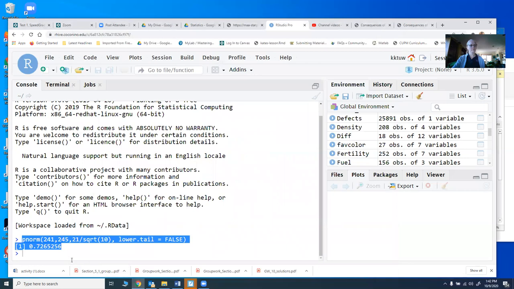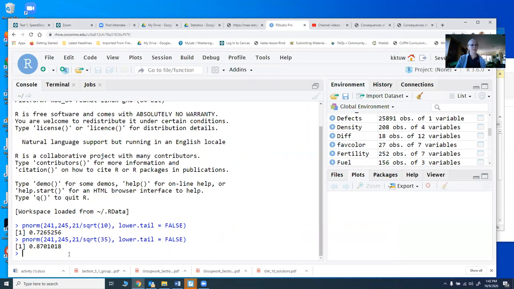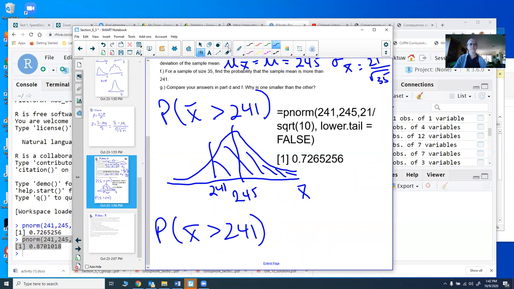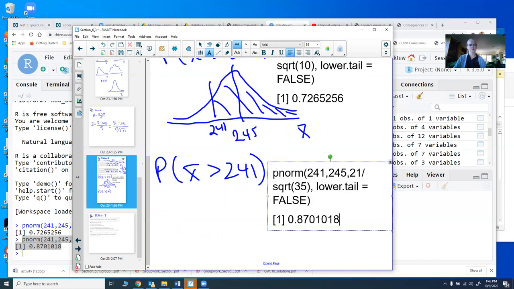So go back to R. We'll change that to 35, find out what that is, and notice the percent is higher. All right, so the last question I ask on this is why is it higher? Why is this one higher? And that's because we have a smaller standard deviation because we're dividing by the square root of 35. Remember, the smaller standard deviation means we're gonna be more peaked.